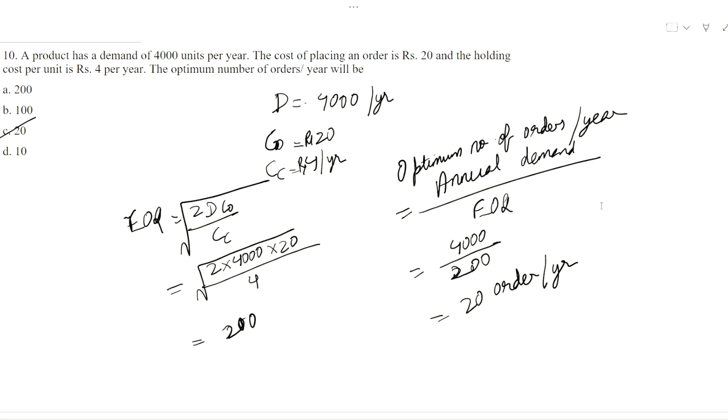Now, another question, where the optimal number of orders per year is asked. So here, the optimal number of orders per year means the annual demand divided by the economic order quantity. The annual demand is given in the question, and we divide it by the economic order quantity we find out.